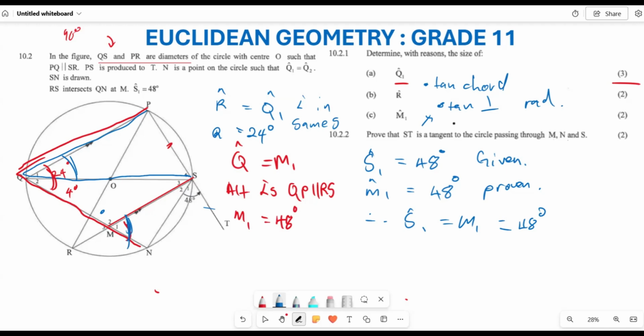I can then say that ST is a tangent. Why is ST a tangent? Because I've just proven the converse of the tan chord theorem. This is the converse of tan chord. So basically, this is how we go about whenever we are required to prove these particular questions. I am hoping that all of this makes sense and we are in a position to answer all these types of questions whenever we are given them. Thank you very much for listening.